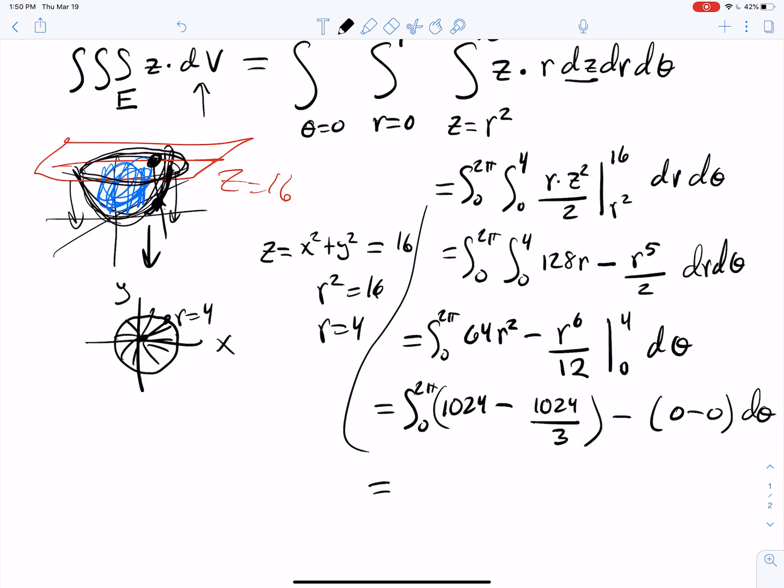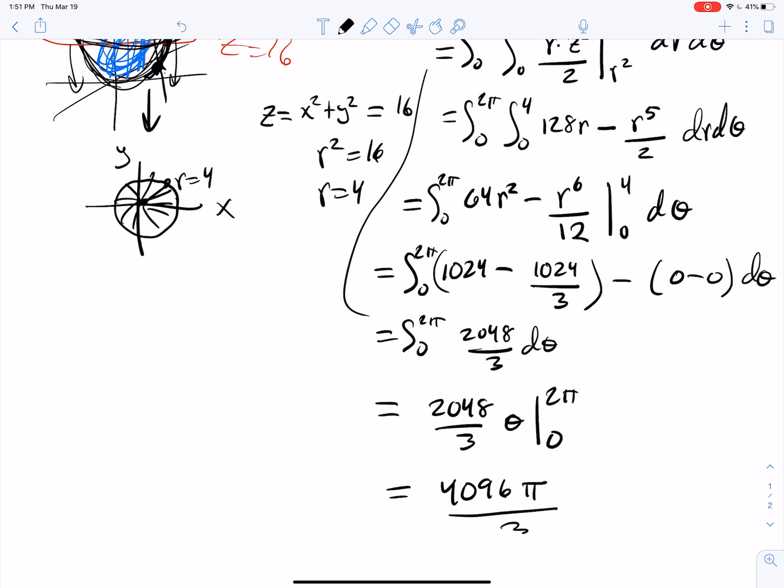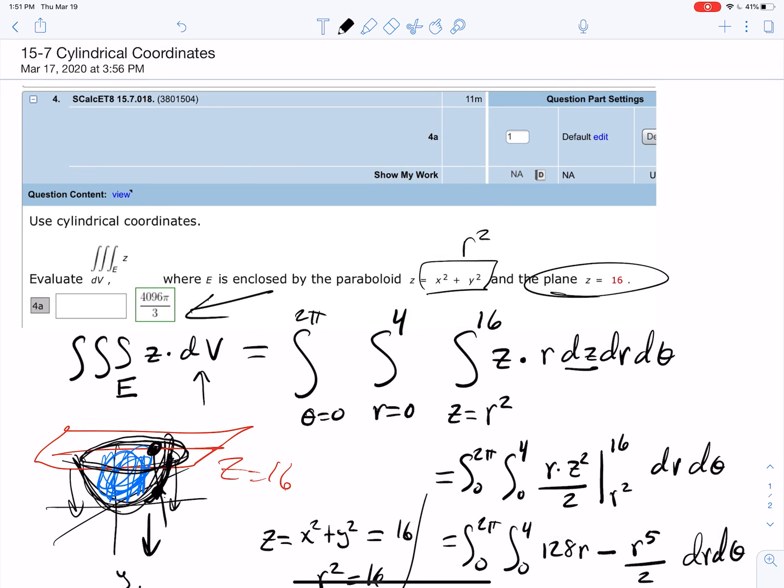And now we're going to integrate the thetas. Well, actually, we could combine these two together. Why don't we do that quick? 0 to 2 pi. So 1024 minus 1024 over 3 gives me 2048 over 3 d theta. And then when I do the antiderivative, I get 2048 over 3 theta from 0 to 2 pi, which gives me 4096 pi over 3 minus 0, of course, and 4096 pi over 3 is the right answer.